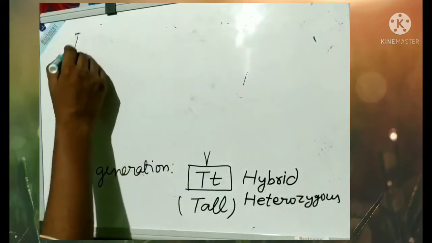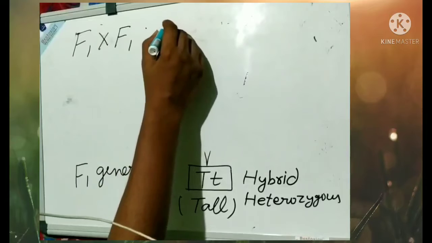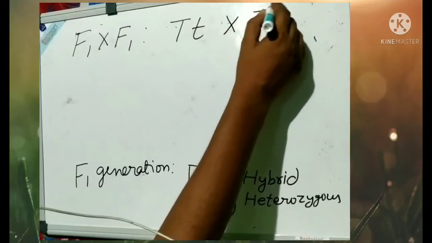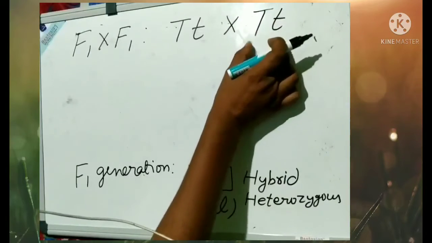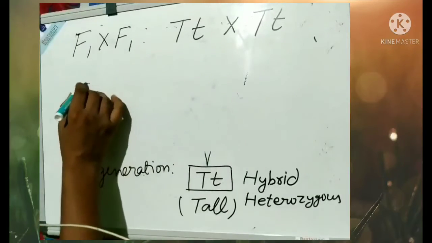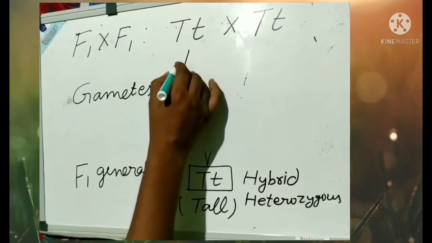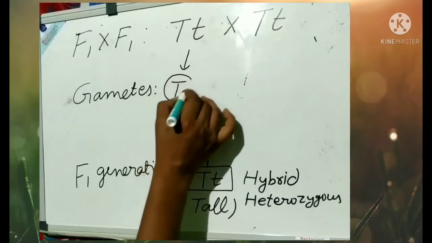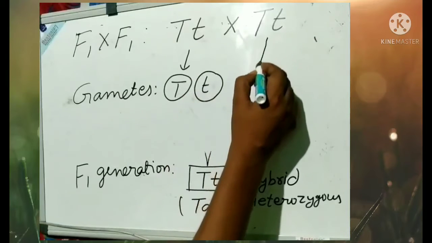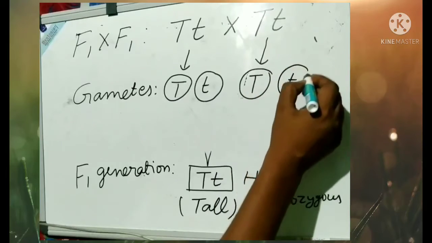Now, what will we do? We will cross the plants of the F1 generation. In the F1 generation the genotype is capital T small t. It will be crossed with another pea plant with genotype capital T small t. Both of these are tall plants. Now the second step is gamete formation. Here we find two types of gamete: one containing capital T and the other containing small t. Similarly, in this plant we will get a capital T gamete and a small t gamete.